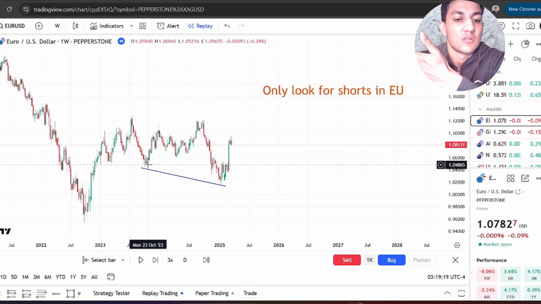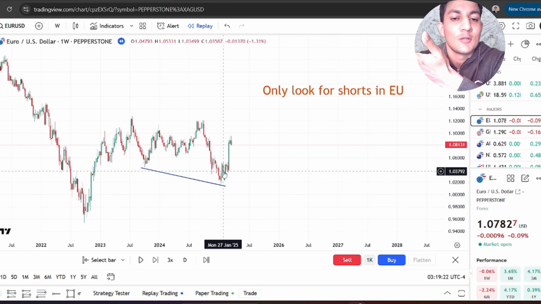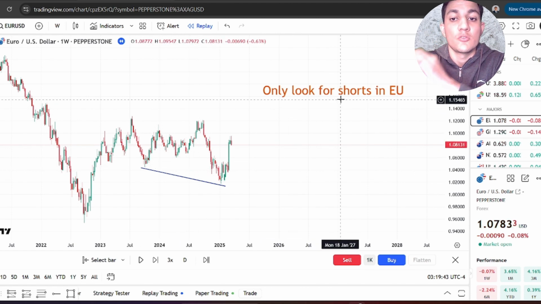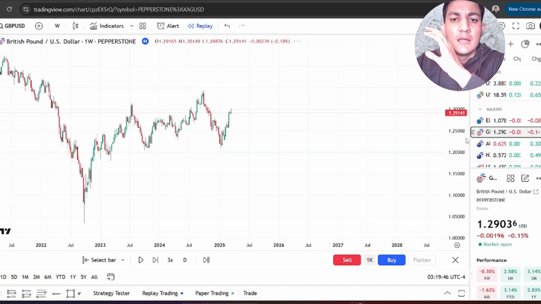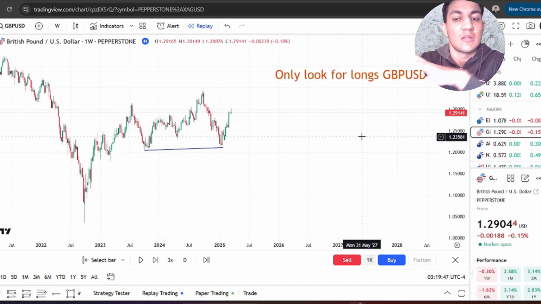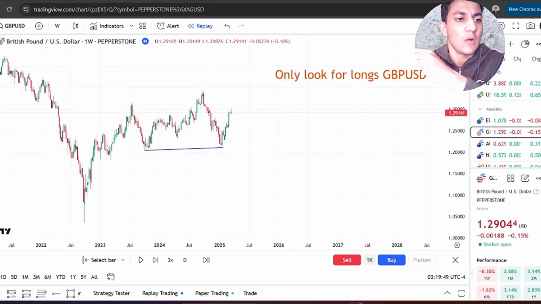All you got to do is literally just look at which high or low is intact. So euro dollar is the weakest. You only look for shorts. GBP USD is the most bullish. Only look for longs. Now, what happens if we don't do this? Because this is what happened to me.